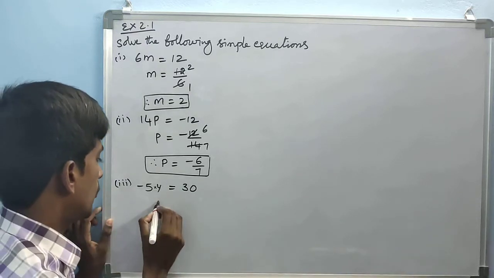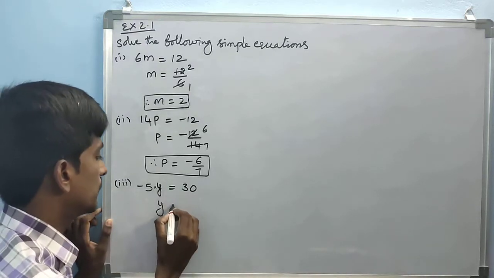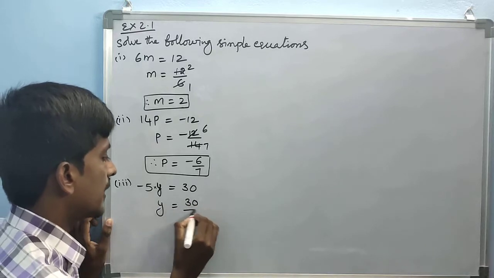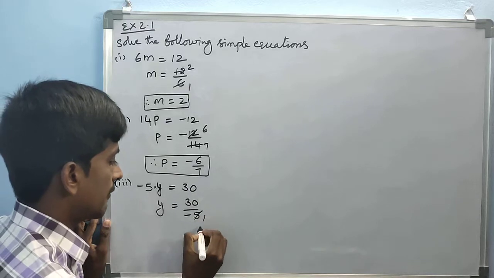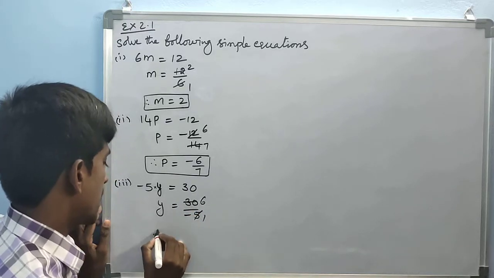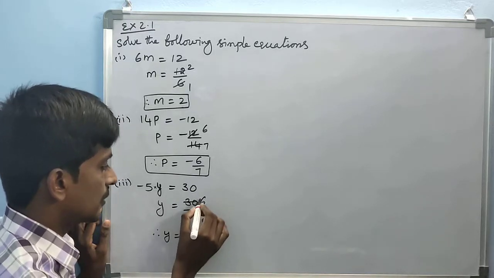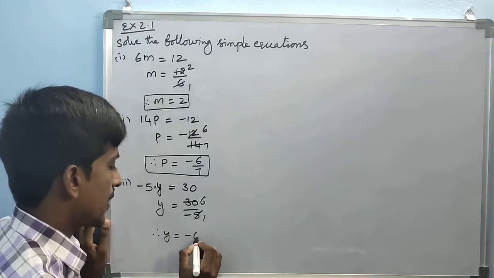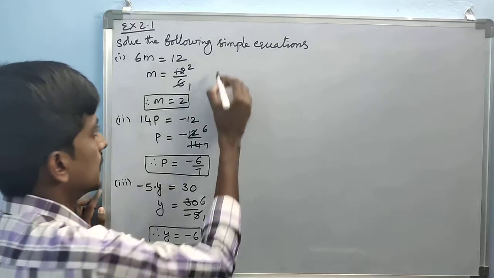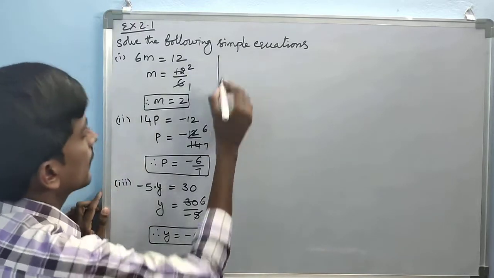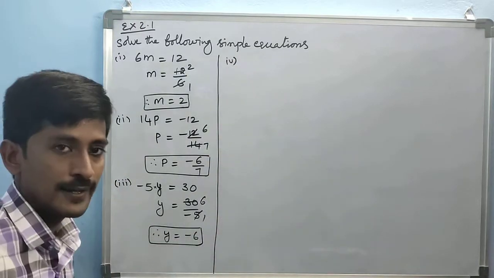Okay. So y equals 30 by minus 5. 5 table cancelled. 5 one times is 5, 5 6 times is 30. Therefore y equals 6 by minus 1, so minus 6. This is the third example. Third sum. And what is the fourth one?